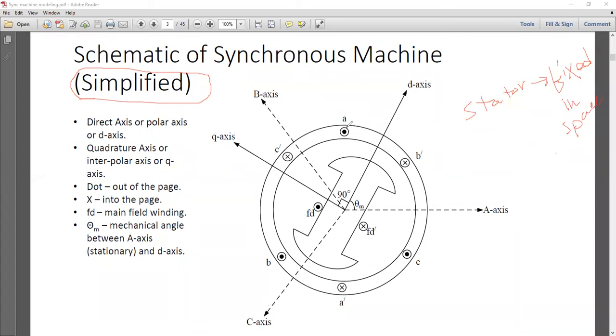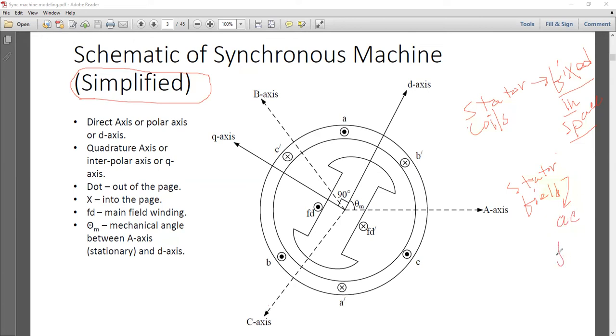But what sort of field or what sort of current are they carrying? Is it DC or AC? Is it changing with time or fixed with time? Changing with time. Excellent. So although the stator coils are fixed in space, the field that they are producing is AC. That means they are a function of time.